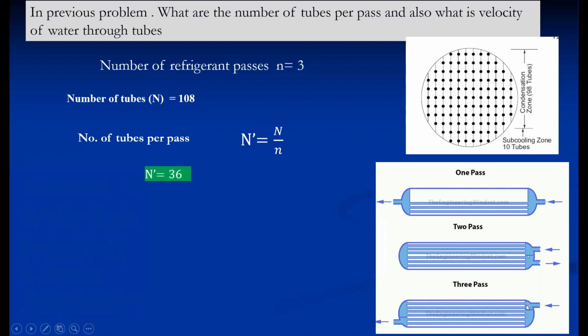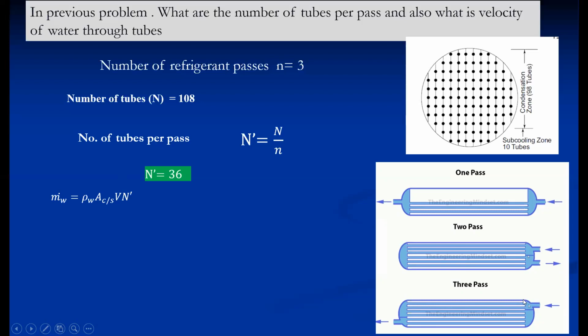Now first of all, we have to calculate the mass flow rate. Simultaneously, the mass flow rate flows through 36 tubes. So the formula of mass flow rate is what? That is density of water into cross-sectional area of one tube into velocity. Rho A V is the mass flow rate, and multiply by n dash. N dash is the number of tubes per pass.